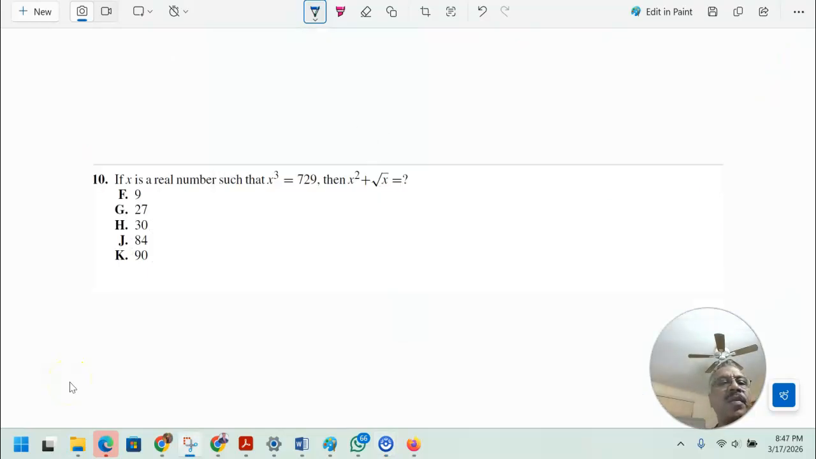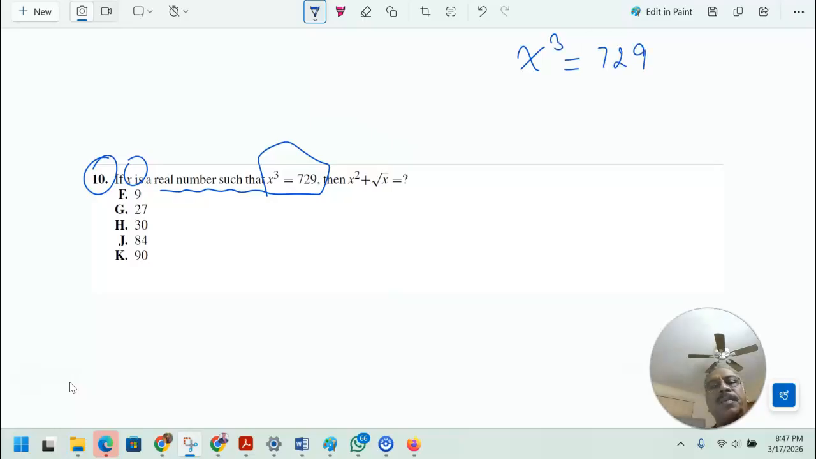Okay, if you see this, question number 10 is saying find the value of, if x is a real number such that x cube is 729. So then what is x? This one, x cube is 729. It means what? What number multiplied by itself three times gives 729? So what should x be? So first thing is, can you figure it out directly?